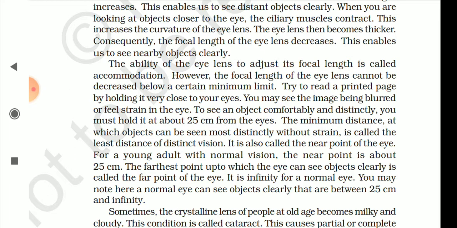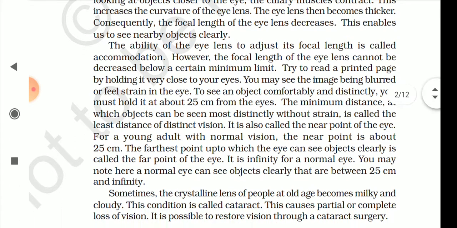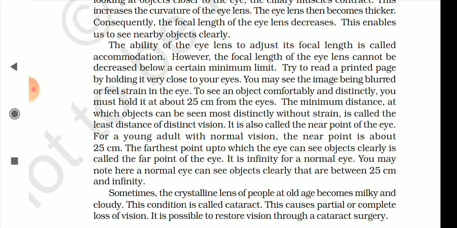The minimum distance at which objects can be seen without strain is called the least distance of distinct vision. Distinct stands for clear vision over here, and least distance stands for the nearby distance. It is also called the near point of the eye.